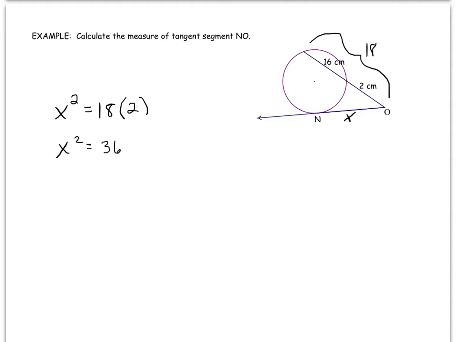If we take the square root of both sides, technically our answer should be plus or minus 6, since the square root of 36 is positive and negative, but obviously NO can't be a negative length, so x is 6, and this length here, NO, is 6 centimeters.